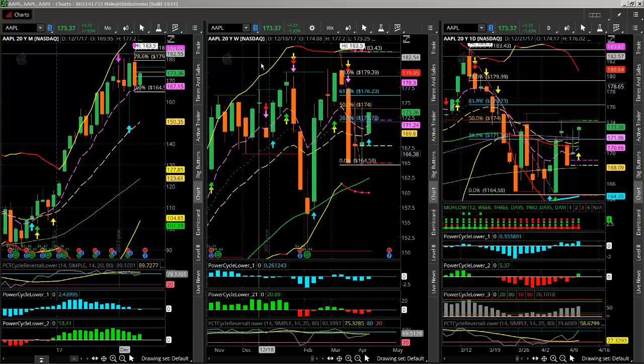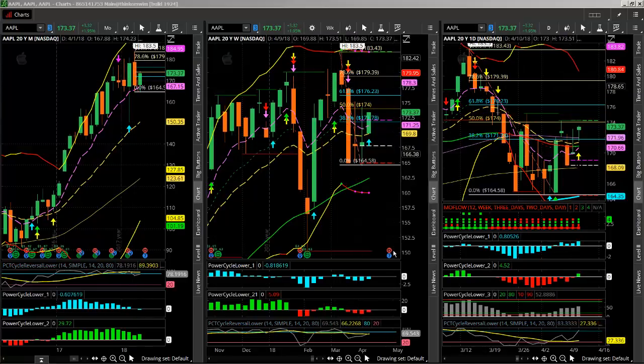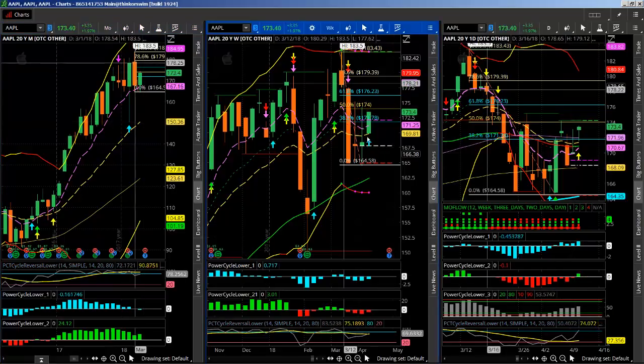So if you look here, here's Apple, here's a weekly and daily time frame, and you can see earnings on Apple will be coming up and released on the 1st of May. Okay, so about 2 weeks away.